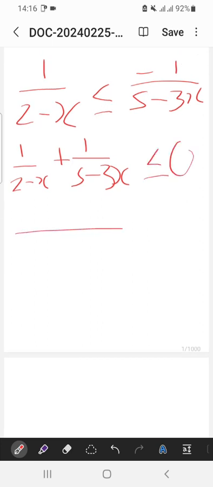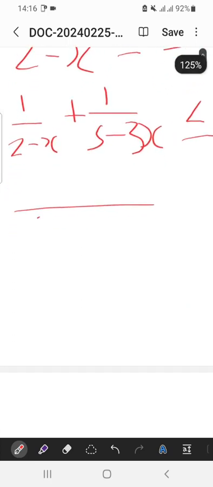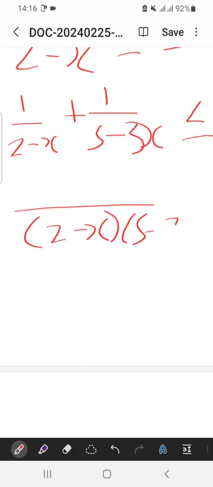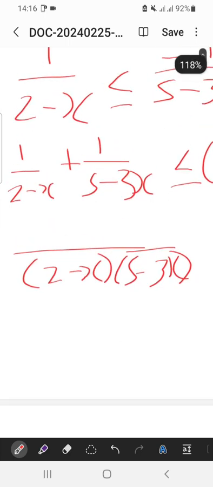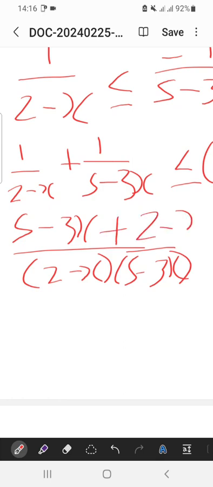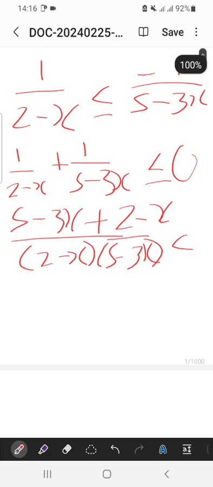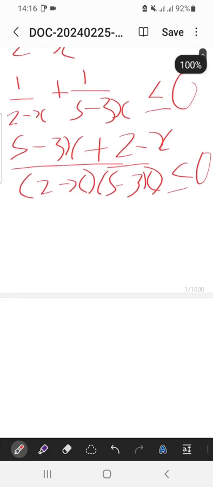Perfect. Now we combine it, right? 5 minus 3x. So make the denominator an LCD. So 2 minus x goes 1 times. You're left with 5 minus 3x times 1. So that's 5 minus 3x. 5 minus 3x goes into 1 time. That's plus 1 times 2 minus x. So plus 2 minus x. Don't forget, less than or equal to 0. Okay, simplify.